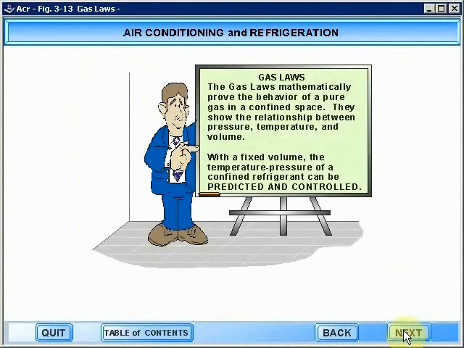The gas laws mathematically prove the behavior of a pure gas in a confined space. They show the relationship between pressure, temperature, and volume. With a fixed volume, the temperature and pressure of a confined refrigerant can be predicted and controlled.